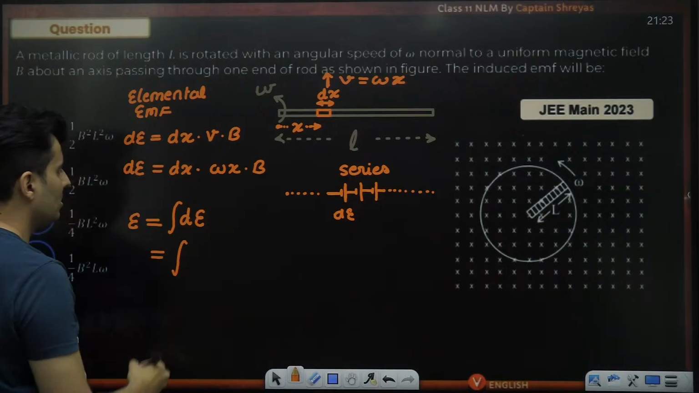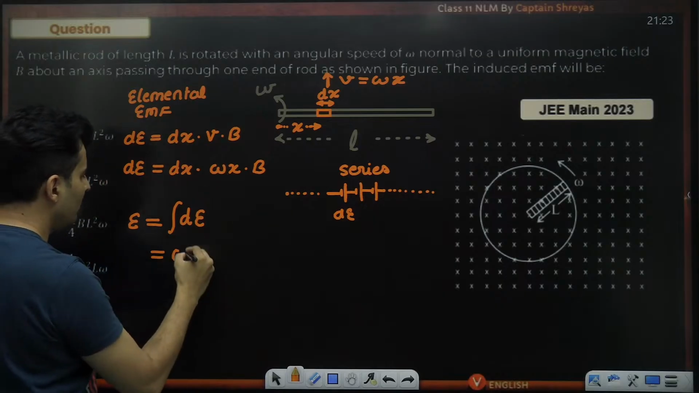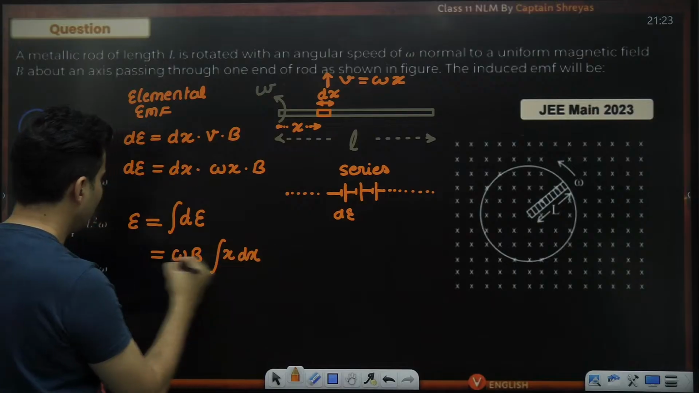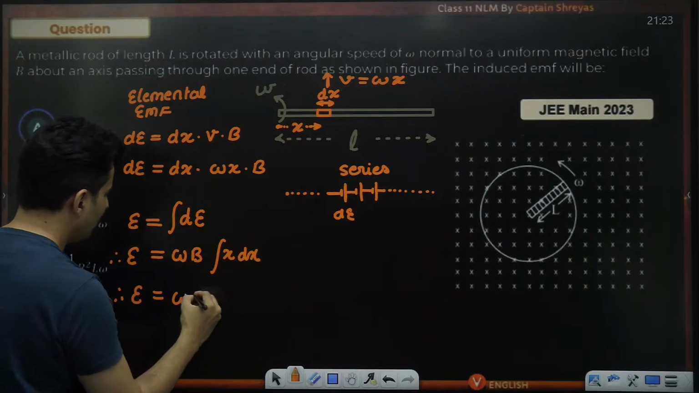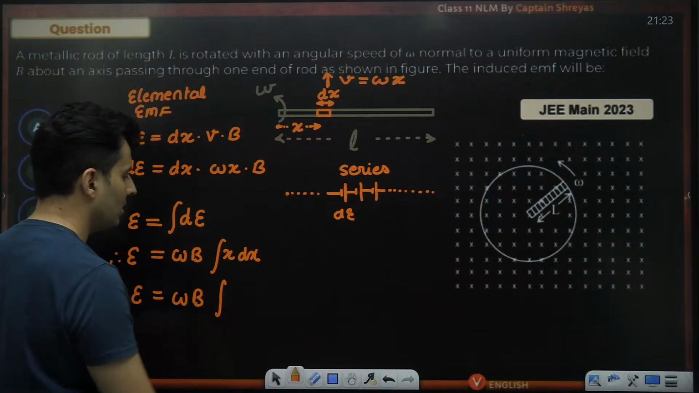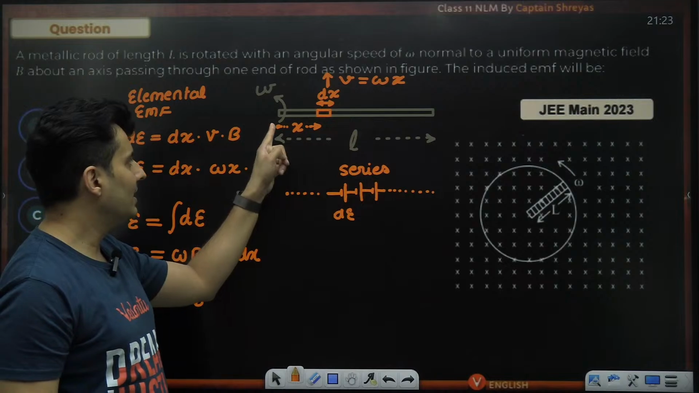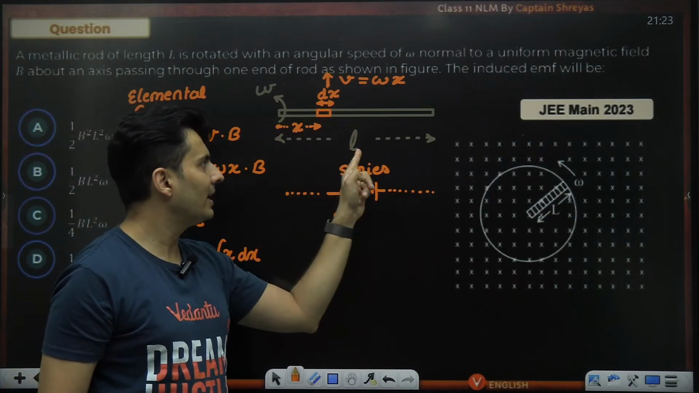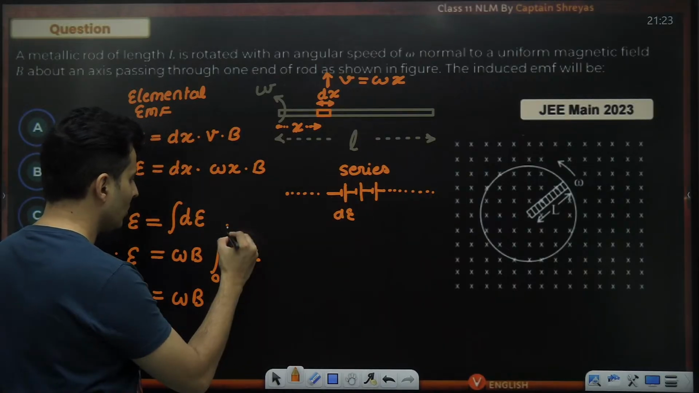So what is integration of dε? That will be, okay, wait a minute. This omega and B will go outside, and only x and dx will stay inside. That will give me the net EMF. Perfect. But the problem is, what are the limits of the integration? Think about it. Start from here, end over here. When I start, my value of x will be 0. And when I go here, the value of x will become the entire length of the conductor. So this will be obviously 0 to L.